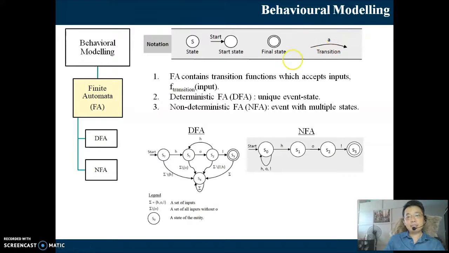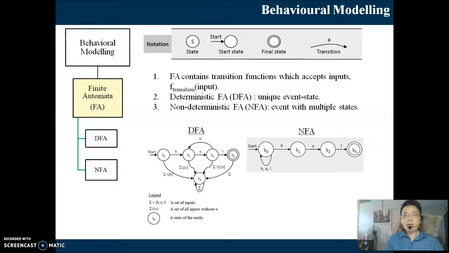In this case, the event or the activity will be represented by transition functions, which takes an input that will trigger the transition from one state to another state. Now, as mentioned earlier, there are DFA and NFA. DFA is deterministic and NFA is non-deterministic. Now, DFA, deterministic, is more straightforward. The entity can only have one state at one time, only one state.